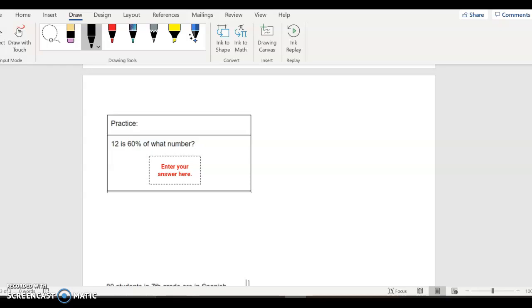Okay, next example, 12 is 60% of what number? So we set up our proportion, 100 on the bottom. We know our percent, it's 60. Okay, and we have our keyword here, "is", attached to 12. So that tells me 12 is going on top. We do not know the total here. So we cross multiply 60 times x. Cross multiply 100 times 12.